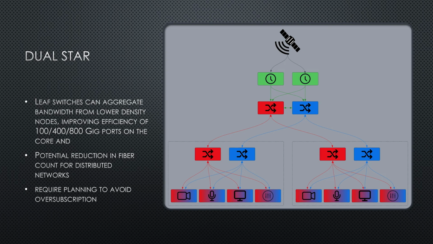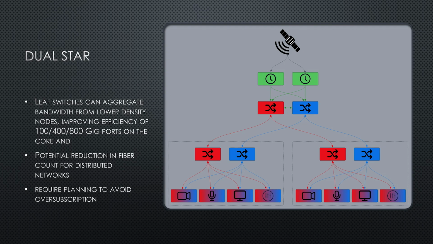The first one would be topology. If you've got a significant difference or distance between the nodes in your system, maybe it doesn't make sense to bring those all back over dedicated fibers back to the core. So being able to aggregate those sources in a leaf switch and then using a smaller count of fibers to get back to the core can be a much more efficient strategy.